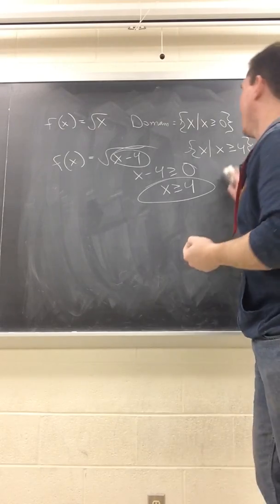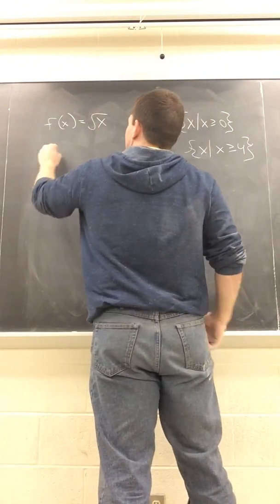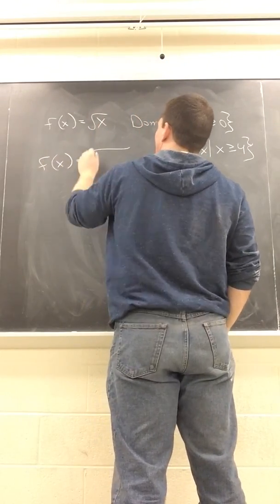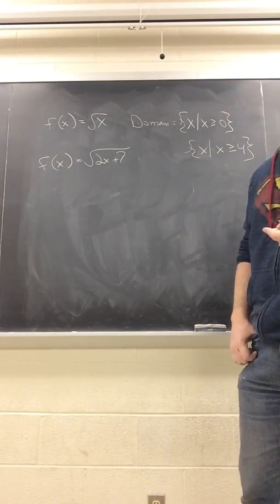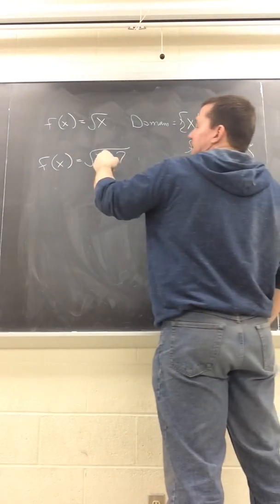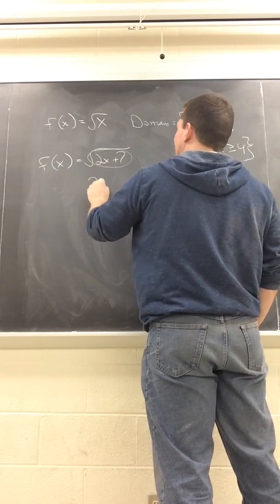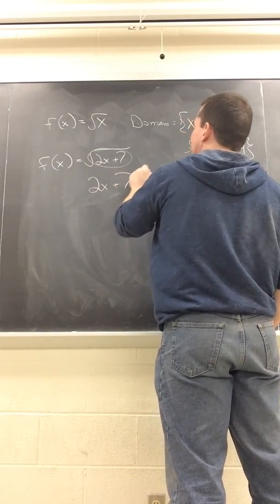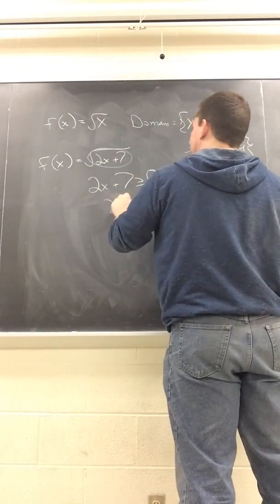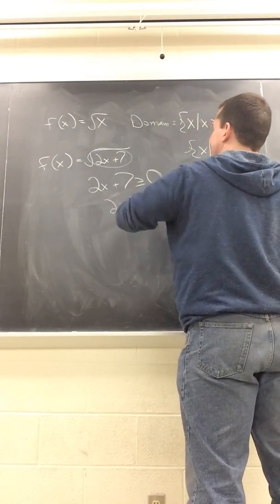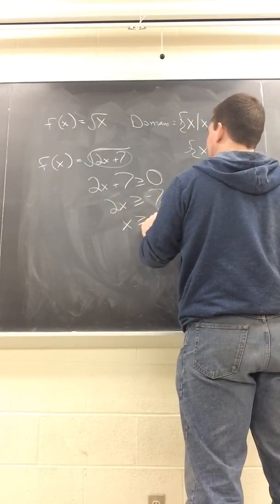Once you do that, well then, suppose we want to make it more complicated. Say we have f of x equals the square root of 2x plus 7. But the idea is the exact same. Take the square root. Since there's an x inside of it, there's a possible problem. So take whatever is inside the square root and set it greater than or equal to 0. And then solve that. Subtract the 7. You get 2x is greater than or equal to negative 7. Divide by 2. x is greater than or equal to negative 7 over 2.